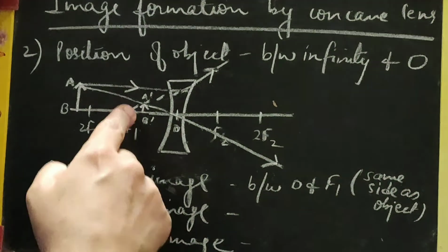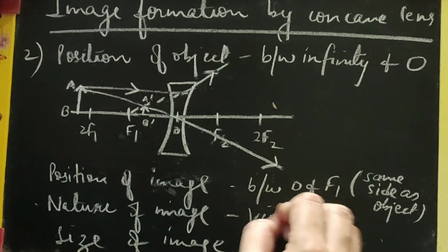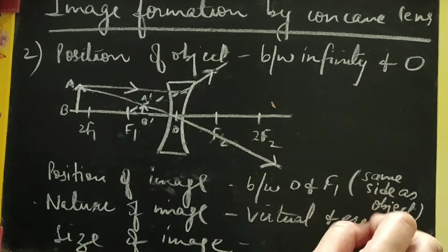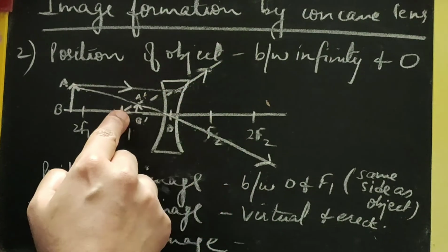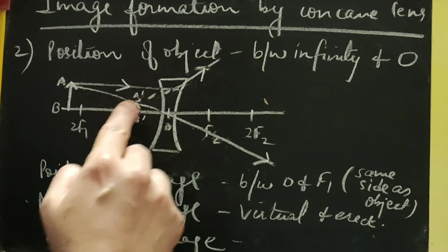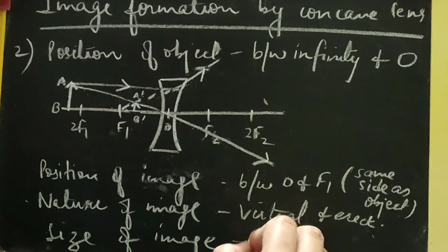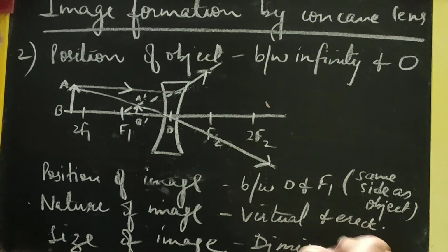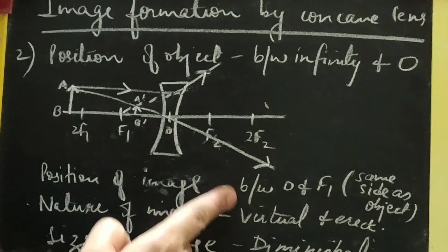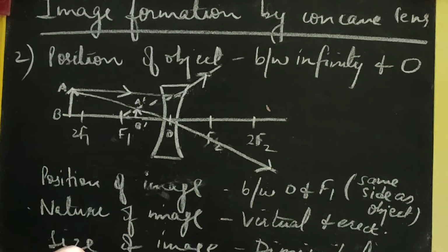The nature of the image as just discussed is virtual and erect. Since the light rays are not actually intersecting, this light ray has been produced back and hence I have drawn it as a dotted line. And the size of the image is diminished. These will be the properties every time the object is placed anywhere between infinity and optical center.